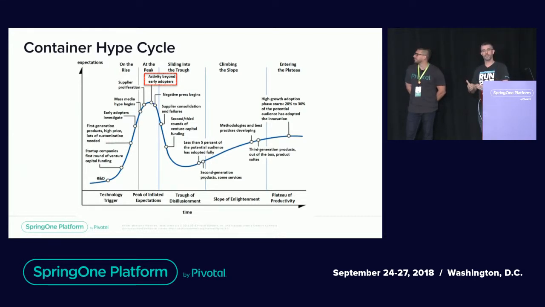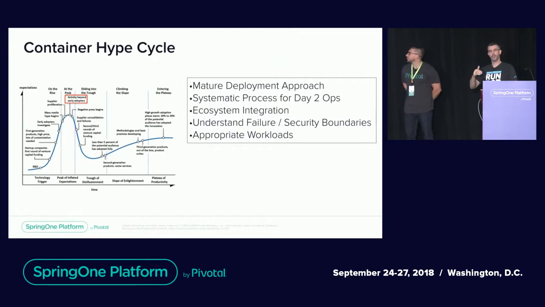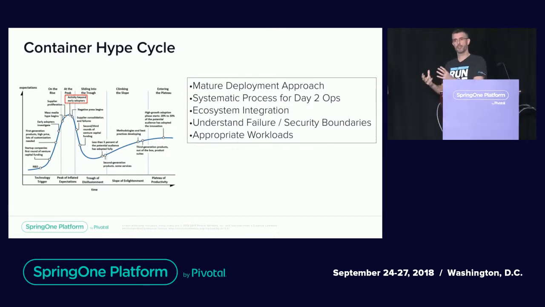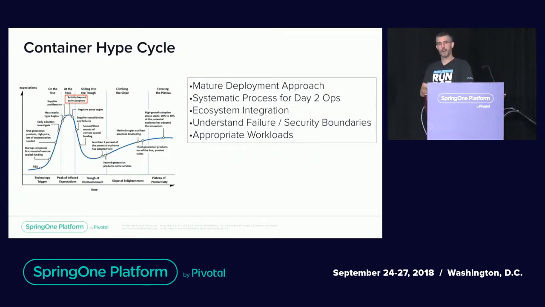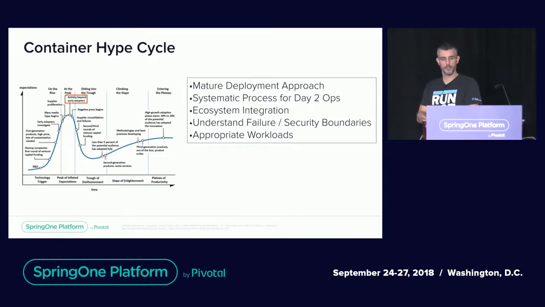Some of it's down to the technology maturing, so new features and functionality being added to the technology. But a lot has to do with how you go about using and deploying this. So making sure you have a mature deployment approach, making sure you have systematic processes for your data operations, making sure you understand the wider ecosystem, so beyond Docker, beyond Kubernetes, what else do you need to run a production-grade cluster? Understanding your failure boundaries, your security profile, and understanding the appropriate workloads for actually running on Kubernetes. There's a lot of other things you should probably look at as well, but if you get these 5 things right, you'll be a long way towards getting there.